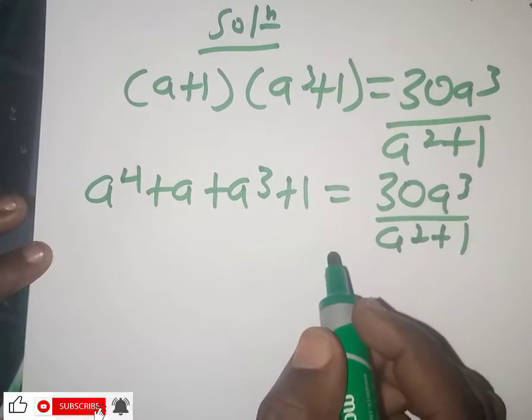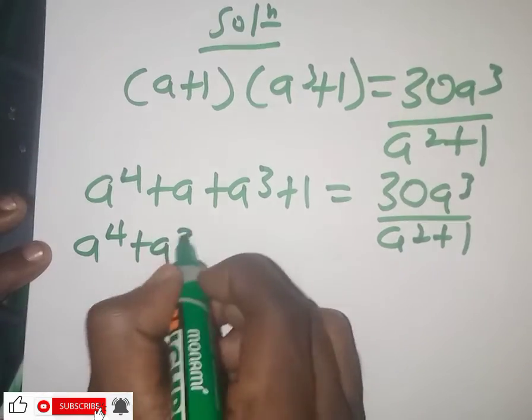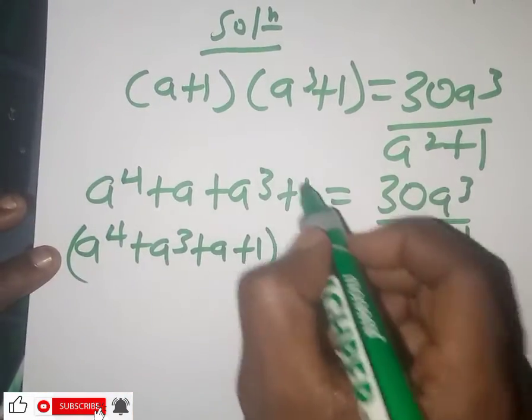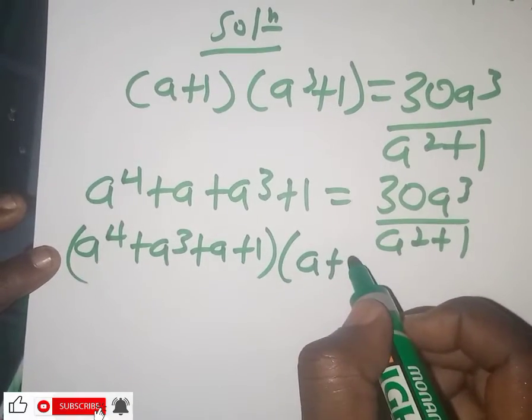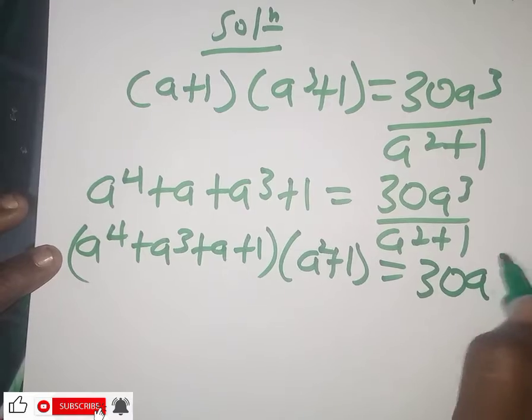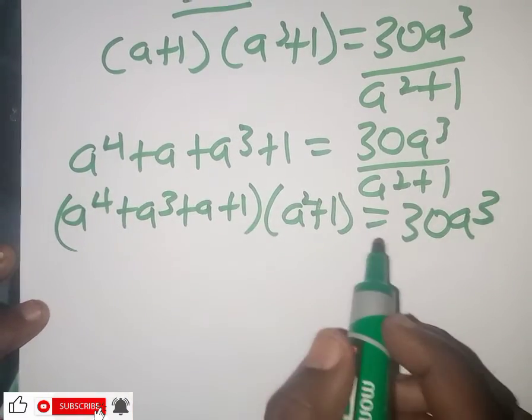So with something like this, let's group items. So a cube plus a plus 1, I'm going to leave, and then bring this one here. So bringing it there, I have a squared plus 1 being equal to just 30a cube, right? So this is what we have. Now let me go ahead and distribute this again.